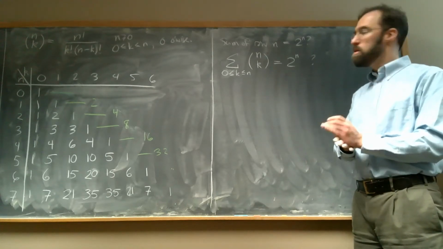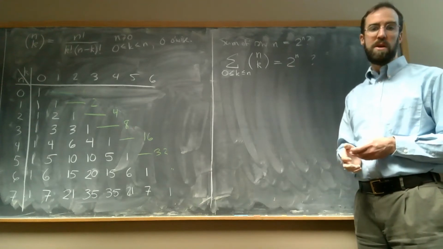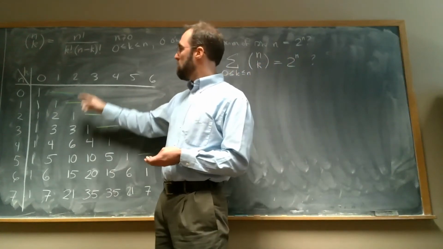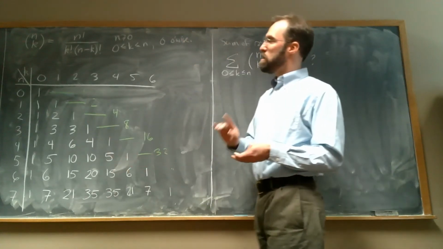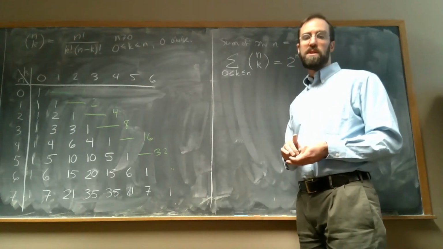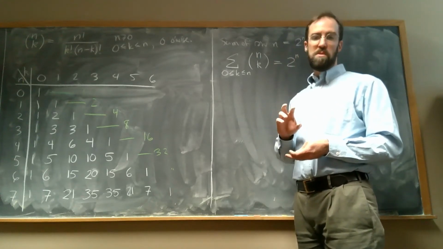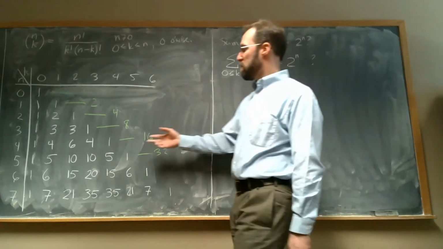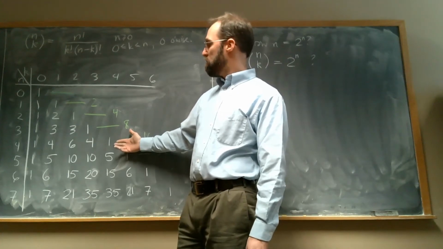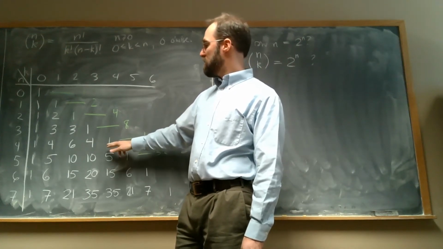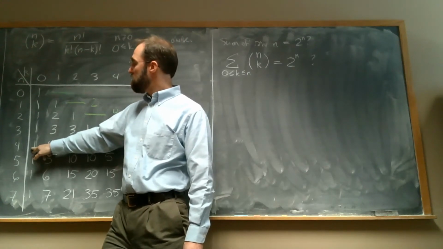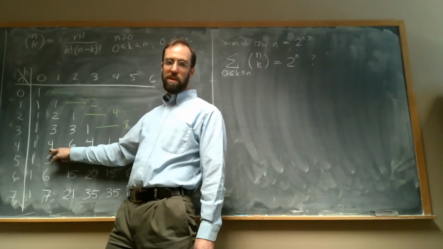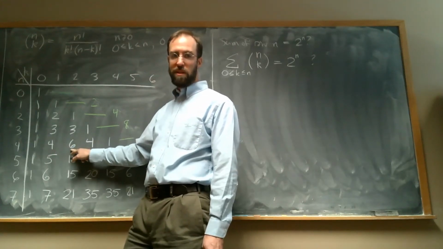So here's how we argue that this is true, just by thinking about what it means in terms of counting things. Each binomial coefficient, n choose k, is the number of ways to choose k things out of n. That's the same as saying the number of subsets of size k of a set of size n. For example, if we look at the row for 4, this is the number of size 0 subsets of a set of size 4. This is the number of size 1 subsets. This is the number of size 2 subsets, and so on.